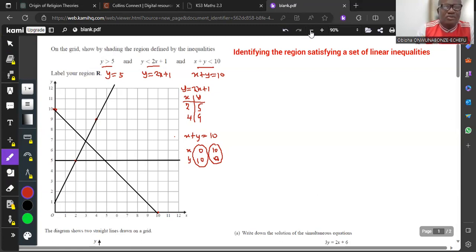But to do the shading, let me identify these lines. Remember, this one is y equals 5. It's important to identify your lines after drawing them. This one is y equals 2x plus 1. And this one is x plus y equals 10. So to do the shading, we use LAGB.